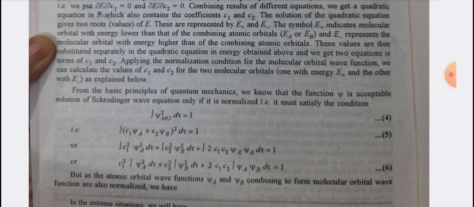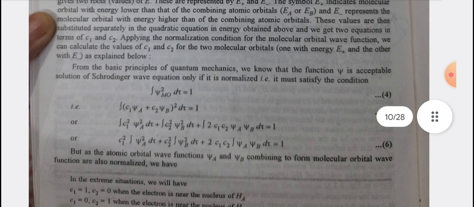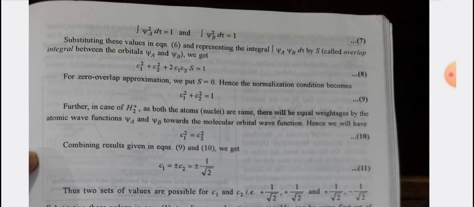But as the atomic orbital wave functions psi A and psi B combining to form the molecular orbital wave function are normalized, we have integral psi A square d tau equals 1 and integral psi B square d tau equals 1. Substituting these values in equation 6, with S representing the overlap integral between the orbitals psi A and psi B, we get C1 square plus C2 square plus 2 C1 C2 S equals 1. In the zero overlap approximation, we put S equals 0 and hence the normalization condition becomes C1 square plus C2 square equals 1.